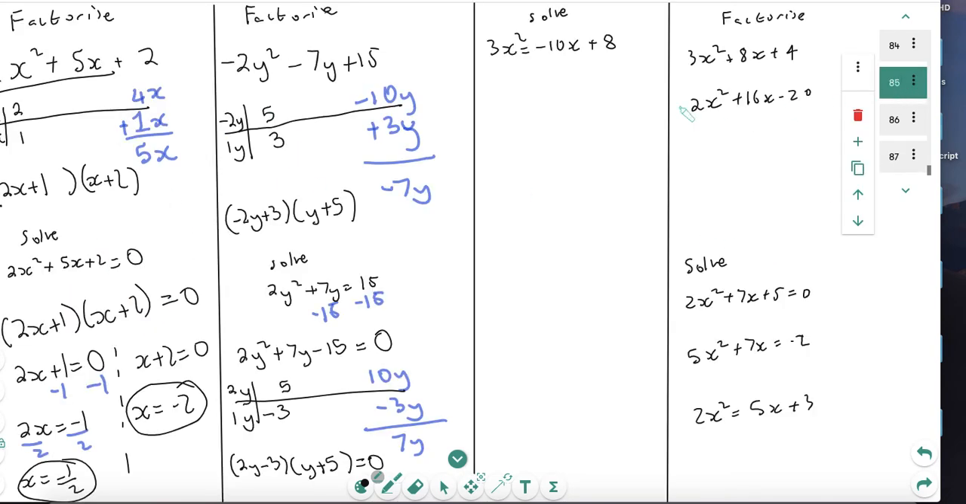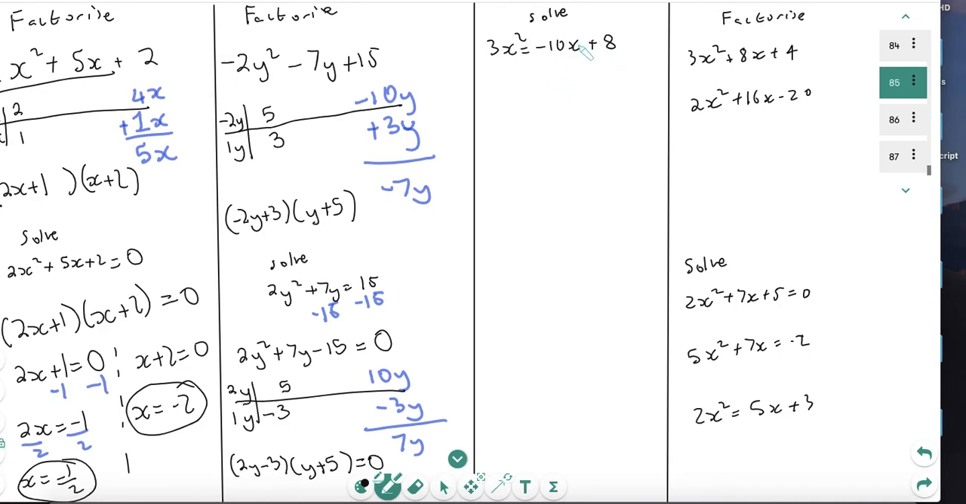All right. Here, solve 3x squared equals minus 10x plus 8. Ooh, I see a quadratic, a square term, an x term, and a number term. Okay, so therefore, remember, to solve a quadratic, the other side must be 0. So I always like to keep my square term positive. So I'm going to move both of these to this side.